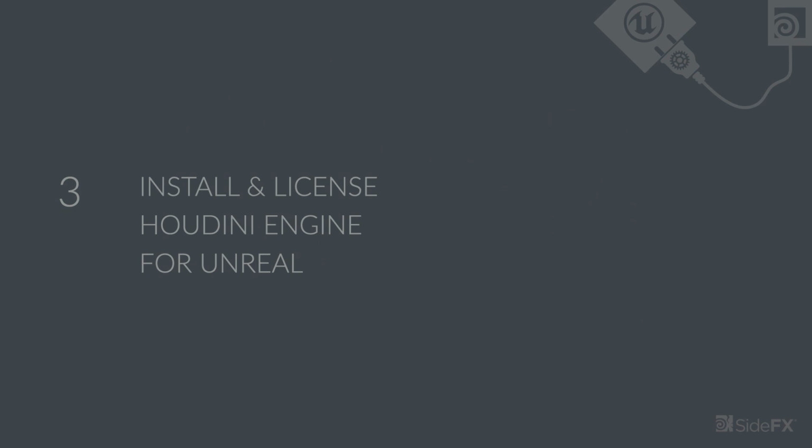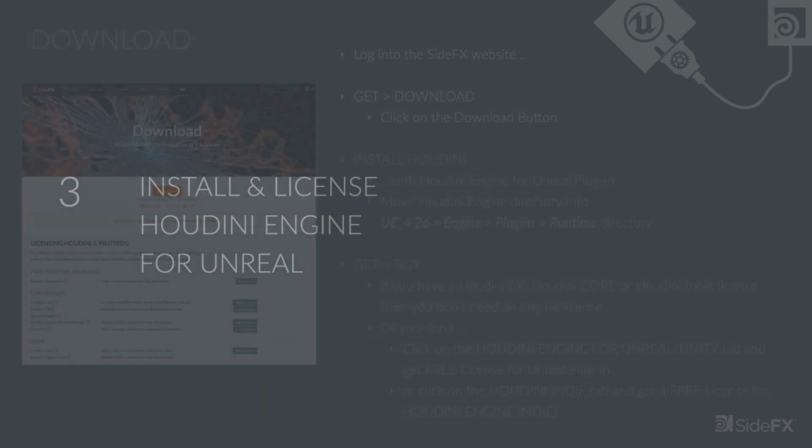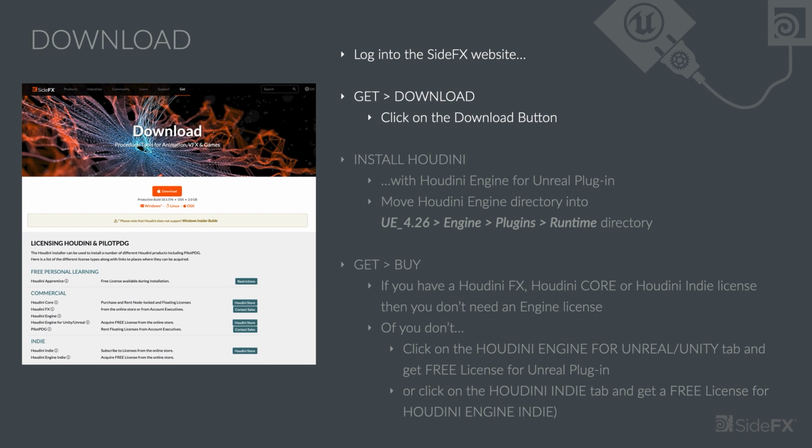Okay, so now you've learned how to use assets and how to make your own asset, but let's talk a little bit about how to get it prepared on your computer. How do you install and license this for use in your work? The first thing you do is log into the SideFX website and download the Houdini software.